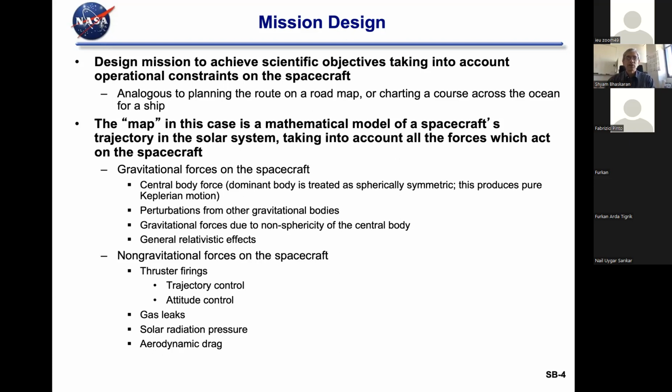The spacecraft can also, in order to maintain its attitude, have to rotate around in different directions to point the solar panel to the Sun or point an antenna at the Earth. And sometimes these are done using thrusters. So those thrusters, once again, act as a force on the spacecraft. There could be gas leaks. There could be fuel leaks in the spacecraft that vent out, and that can cause a force on the spacecraft.